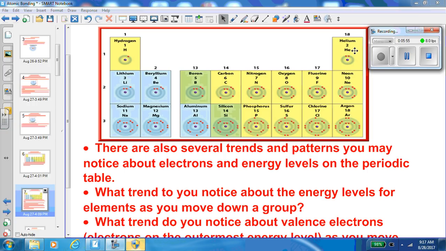Helium has 2, but that's considered full. So instead of saying they have the same number of valence electrons, you can see here that all of these elements have a full outer level. All the outer levels are considered full.